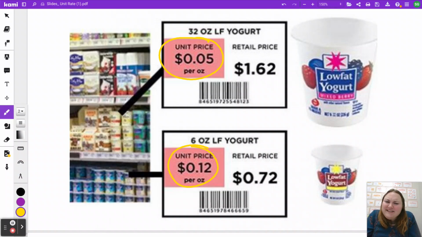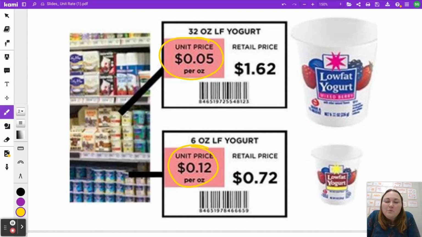Lots of times when you look at them, you're going to see something that's a larger quantity, like this large yogurt has a lower unit price than the smaller ones, which can be a strategy if you eat a lot of yogurt or whatever the food is.